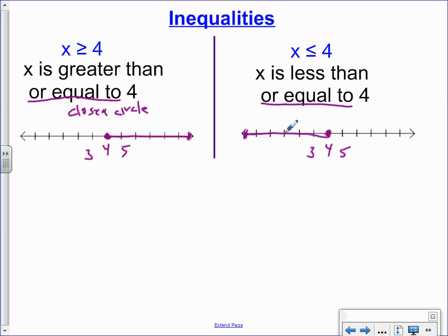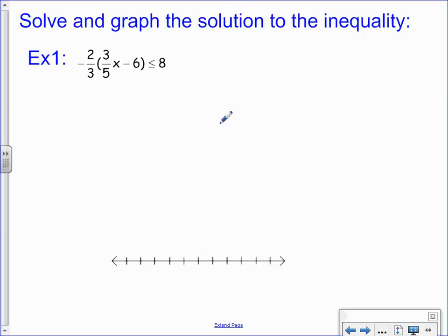Okay? The difference between inequalities and equations is instead of a single answer for an equation, an inequality gives you a range of answers, hence the less than or the greater than. All right, so solving and graphing an inequality is just like solving and graphing an equation. Simplify the sides first and then work with it that way. Let's take a look at this problem.